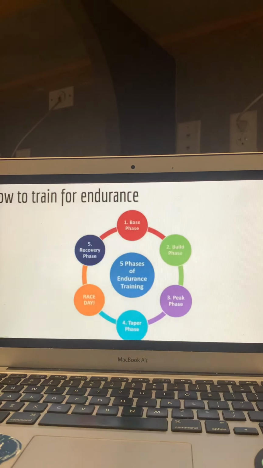heart rate. I'd also like to apologize. I can barely breathe or talk right now, so I'm sorry if it's hard to understand.